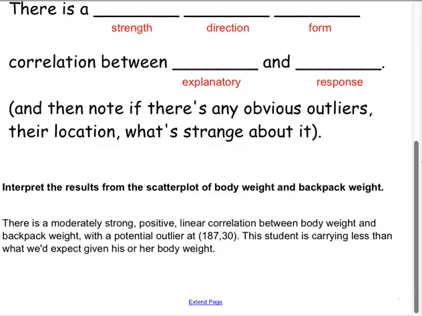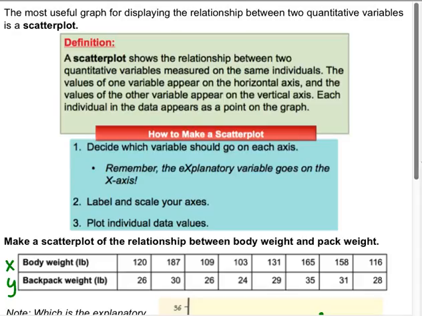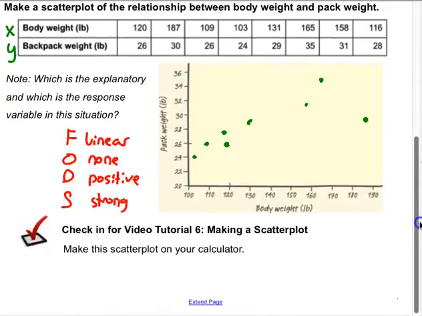If you do notice an outlier, what you'll want to do is note where it is and note what's unique about it, what's strange about it. In this case, if we look at that point, let's go back. That is this point right here. He's carrying less than what we would expect him to. If he was following the rest of the pattern, we'd expect his point to be somewhere up there.